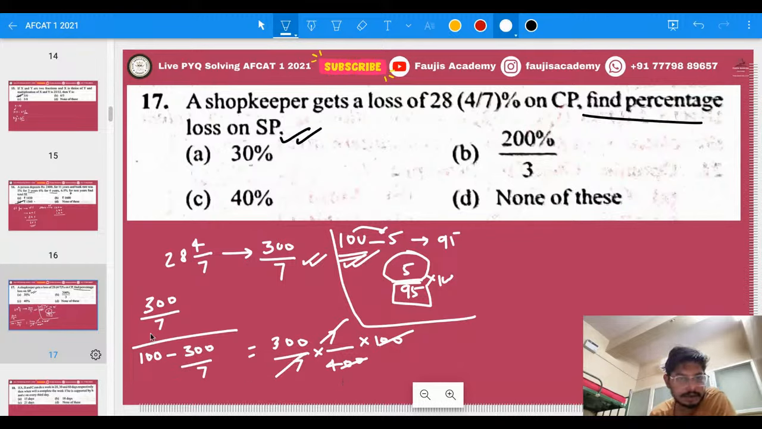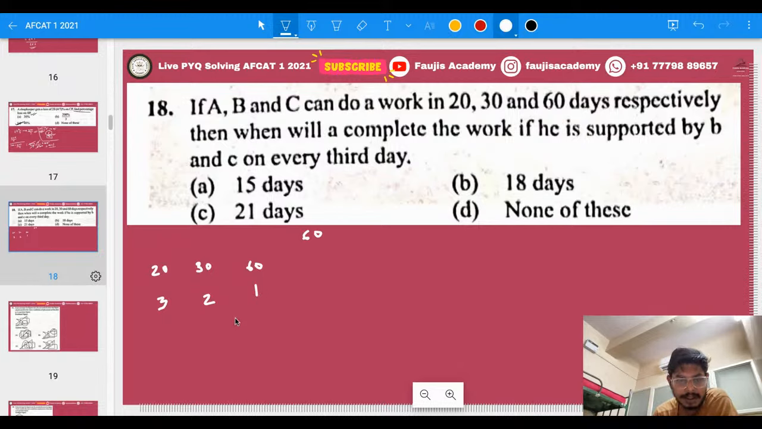A, B, and C can do a piece of work in 20, 30, and 60 days respectively. That means total work is 60. A is doing 3, B is doing 2, and C is doing 1. Then when will A complete the work if he is supported by B and C on every third day? First day 3 work will happen, second day another 3 work will happen, third day 6 work will happen. Why? Because he is being supported by both B and C, isn't it?